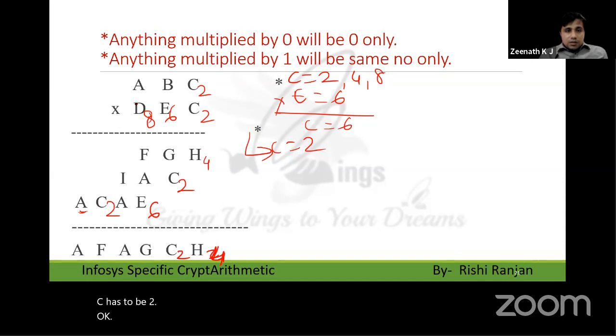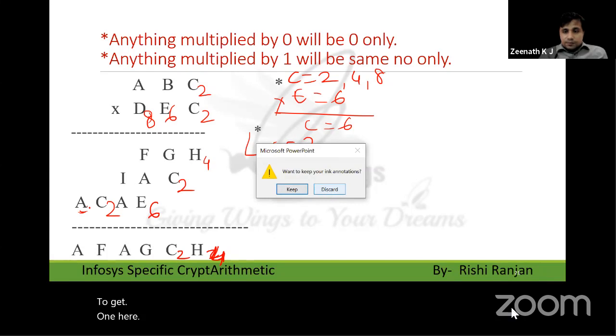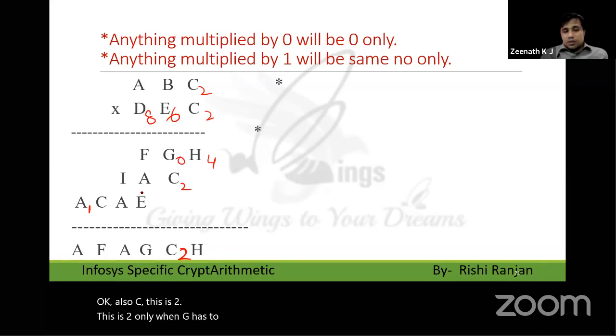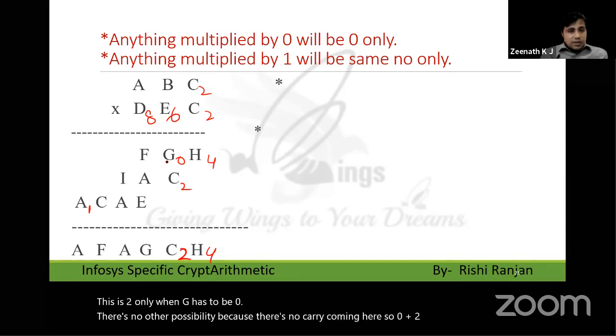Now, to get a 2-digit number, to get 1 here, wait a moment. To get 1 here, see, we have got 8, 6, 2. We are checking this one, right? So C was 2, H was 4. G we have not found. Okay. Also, see, this is 2. This is 2 only when G has to be 0. There's no other possibility because there's no carry coming here. So 0 plus 2 is supposed to become 2. G cannot be anything else.